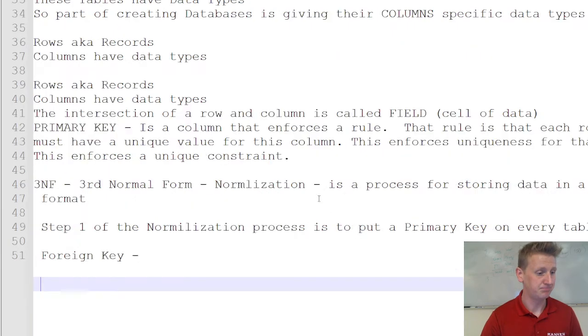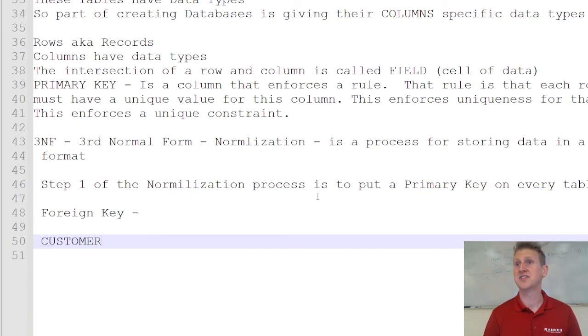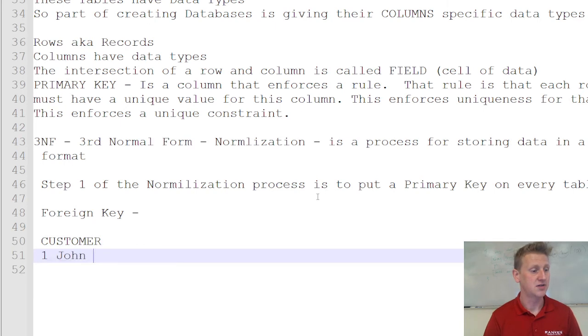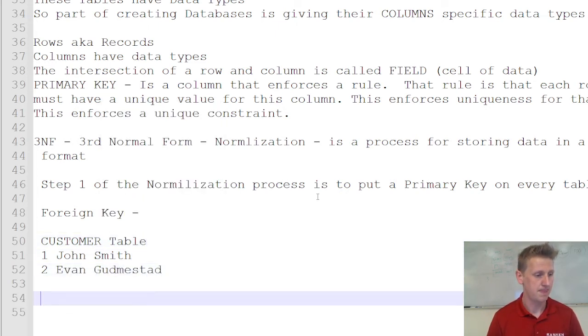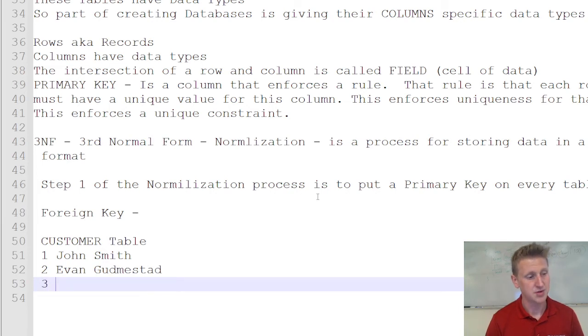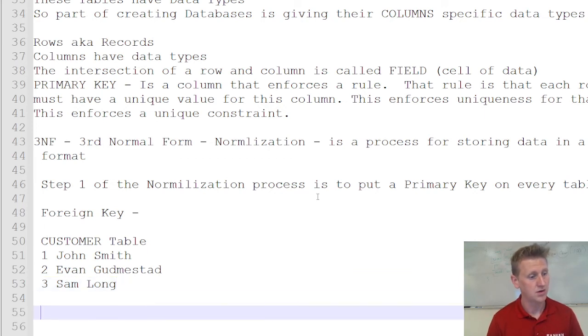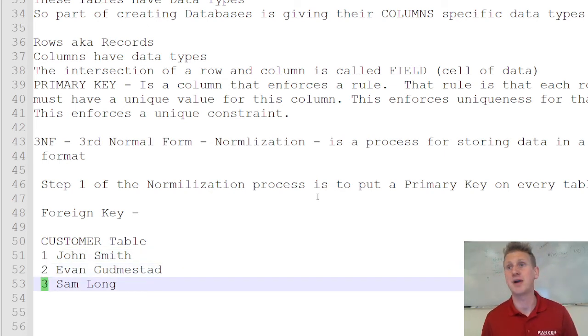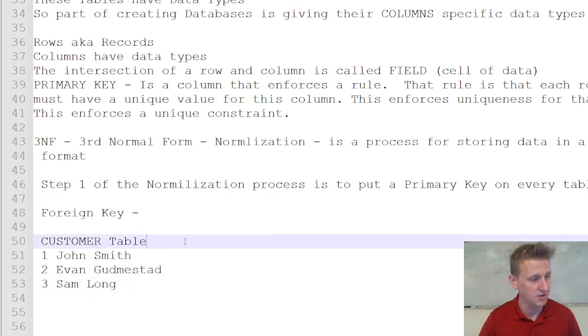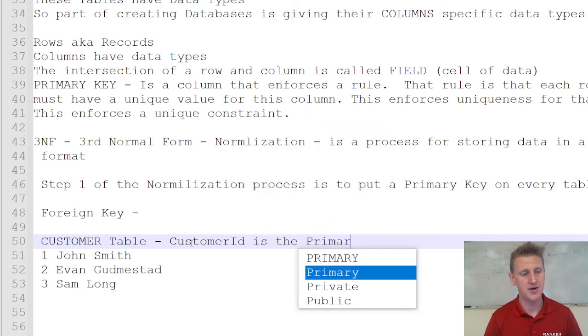Let's set this up. We have a customer table: customer ID of 1, John Smith. This will be me. Customer 3, whatever. Customer has purchases. Customer ID is the primary key. We're going to set this ID up as the primary key. It enforces uniqueness on this table. Customer ID is the primary key.